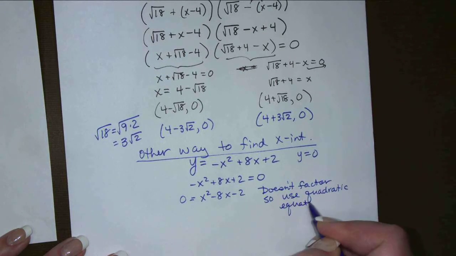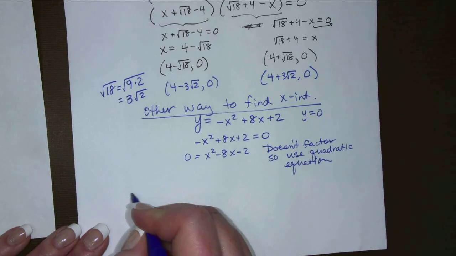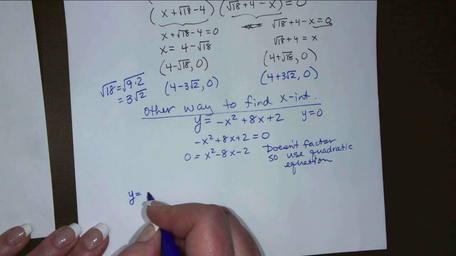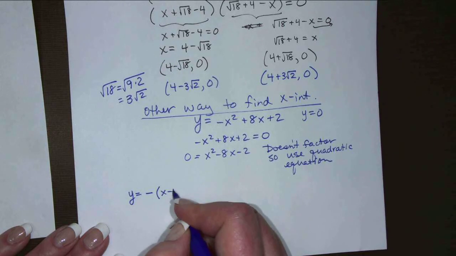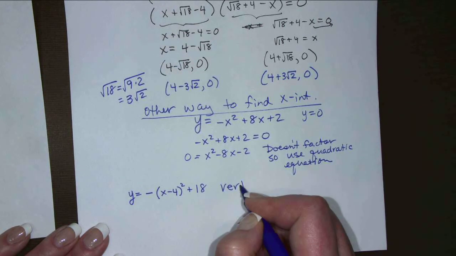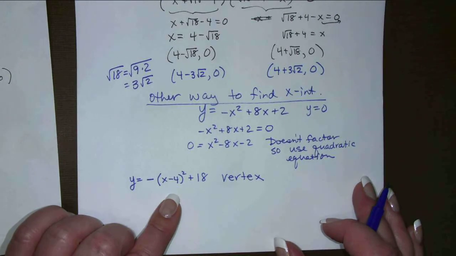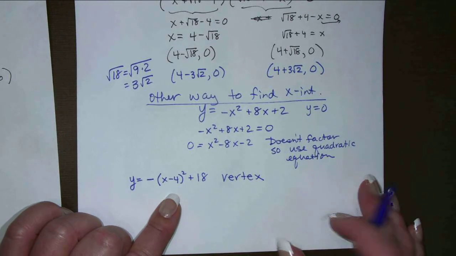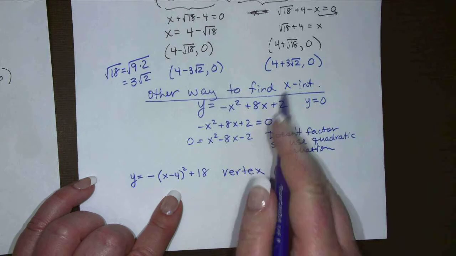And just before you pack up, let's just go to the factored form of this one, which was minus x minus 4 squared plus 18. What's the vertex? What makes that bracket 0? 4. And then 18. We've got our intercepts that are strange numbers.